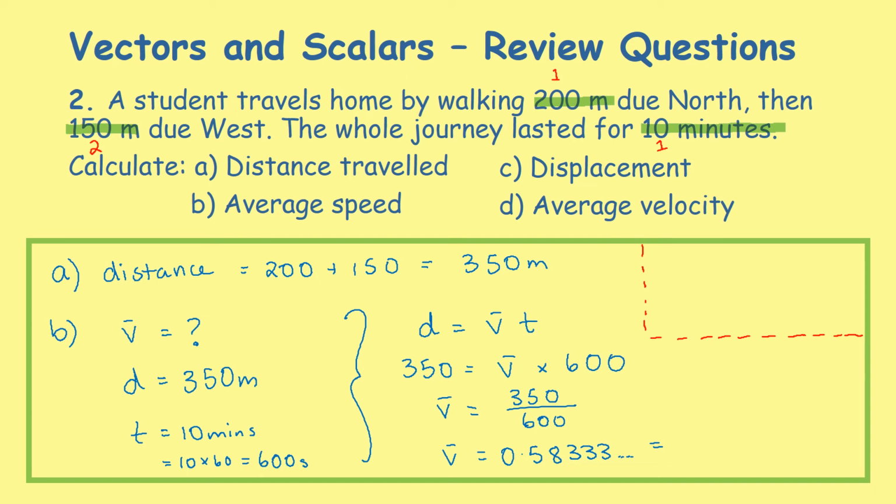We can't go 1 less than 1, so our minimum has to be 1. And 2 more than this is 3. So the number of significant figures we can round to is between 1 and 3. This means our answer can be rounded to 0.6, 0.58, or 0.583. I'm going to round mine to 0.58 meters per second.